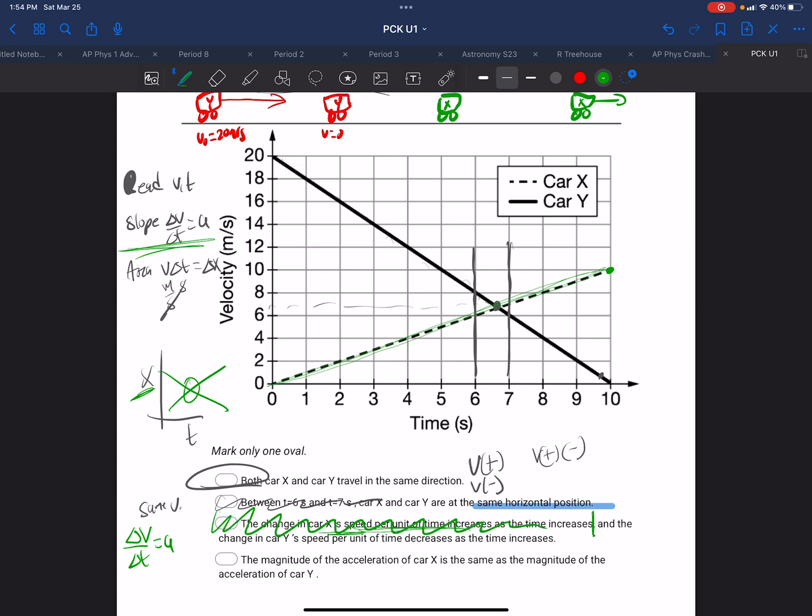The magnitude of acceleration of car X is the same as the magnitude of the acceleration of car Y. Now, if we were to compare those, let's do the acceleration of X. Delta V over delta T. We ended up at 10. The velocity changed by 10 in 10 seconds, so the acceleration is 1. And if we do the acceleration in Y, we had minus 20 change. It went from 20 to 0, so 0 minus 20, and that was all over 2 seconds. The acceleration is minus 2. The magnitude is not the same. That's false. It's twice as large. Choice 1.